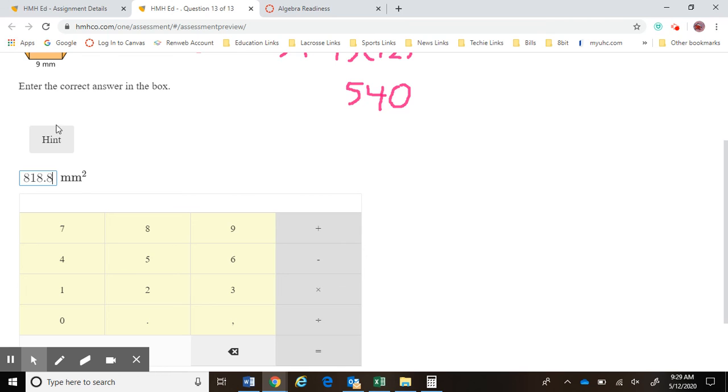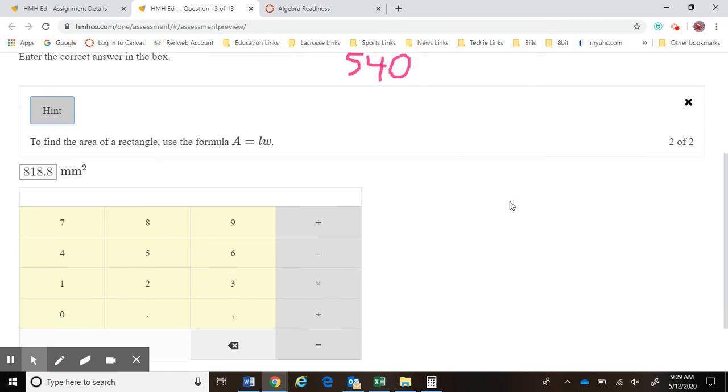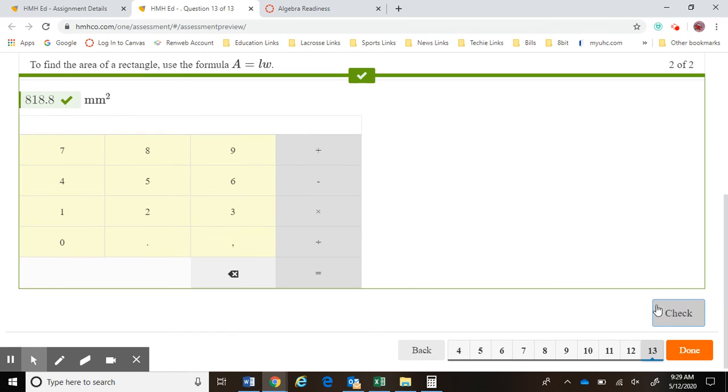Of course, you go through the hints. Hopefully this was helpful. You should be able to move on to the next one, which would be Module 11, 4 review.